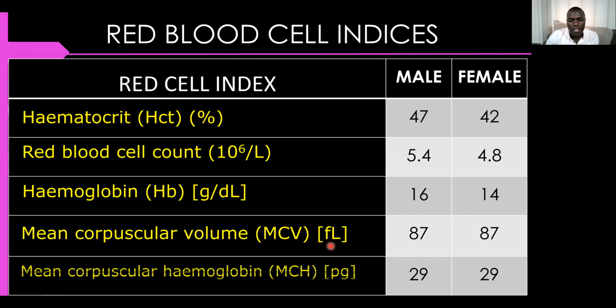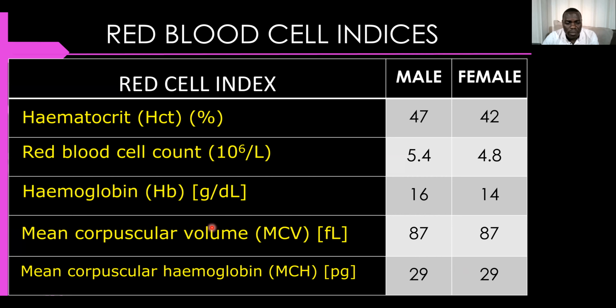The last parameter is what we call MCH, mean corpuscular hemoglobin. This is the average amount of hemoglobin in a single red blood cell. We measure that in picograms. And those are the units. Again, they shouldn't vary between male and female.